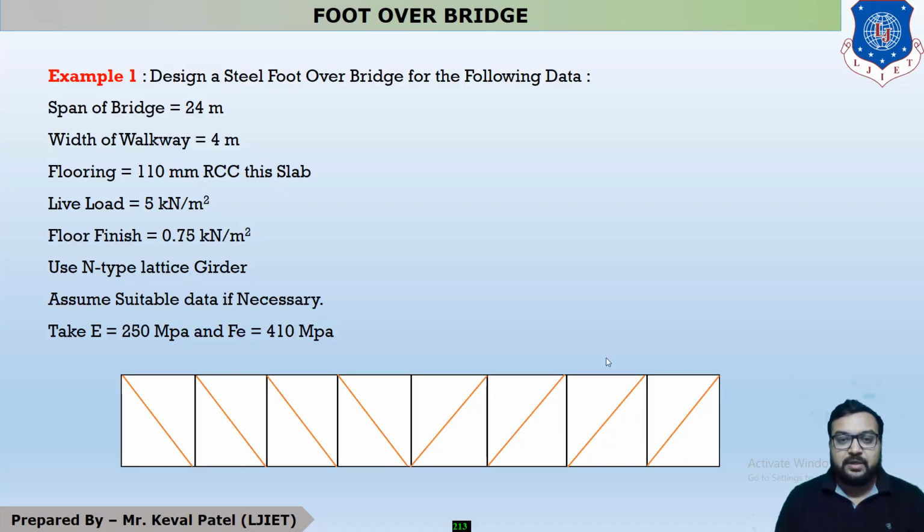Lecture for our example number 1, which is the design of a through type foot overbridge. So students, first of all, in the last lecture, we discussed up to our step number 7, which is the forces on top boom. But in the last lecture, there were some doubts.